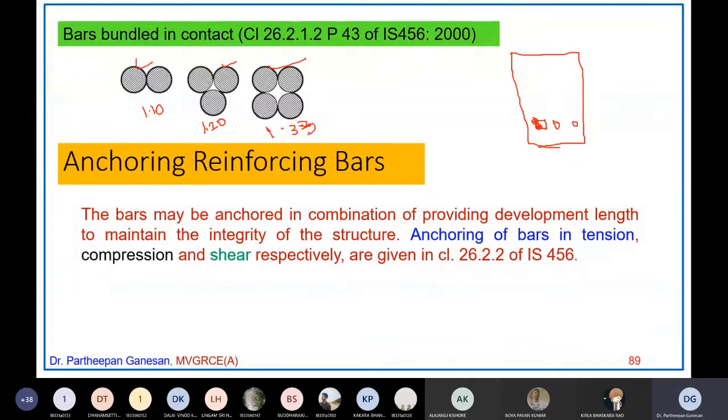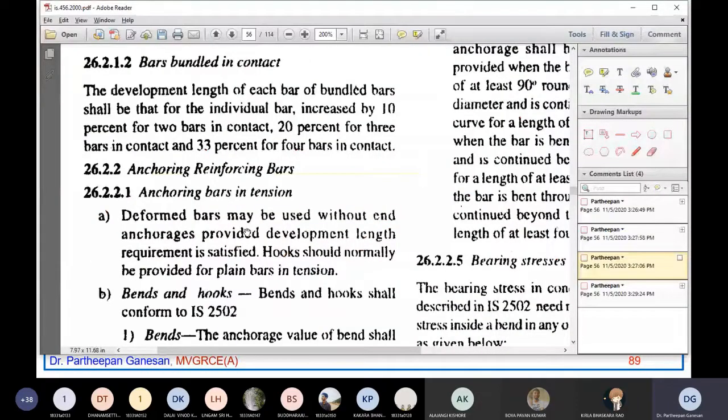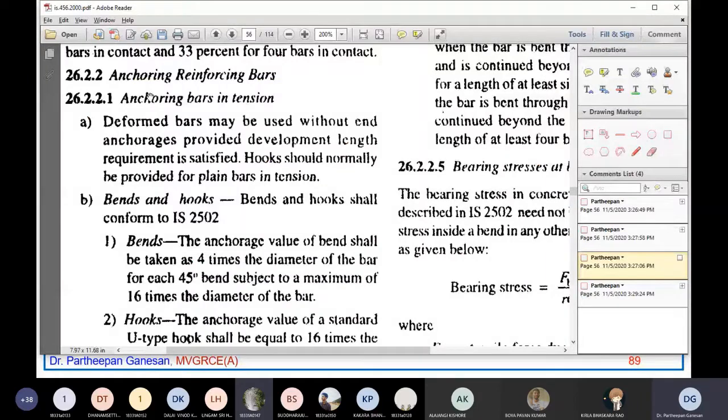Now, the bars may be anchored in combination with providing development length to maintain the integrity of the structure. So what is the anchoring of bars in tension, compression and shear respectively? These are all given in 26.2.2, everything on anchoring of reinforcement bars. Now here, anchoring bars in tension.